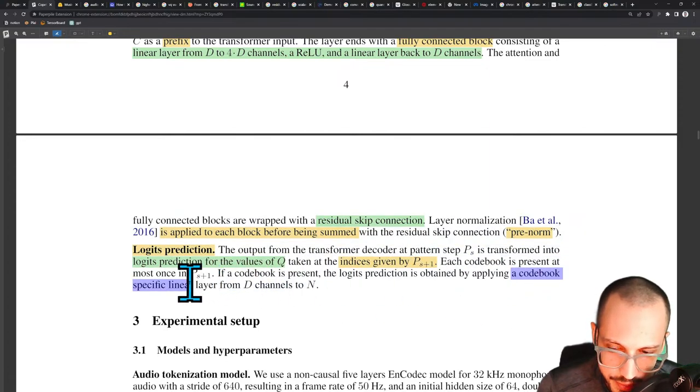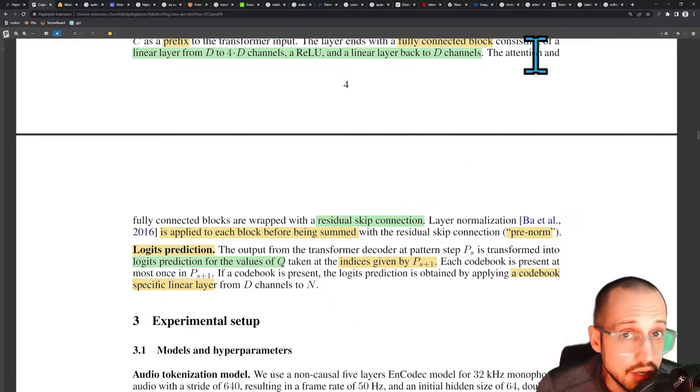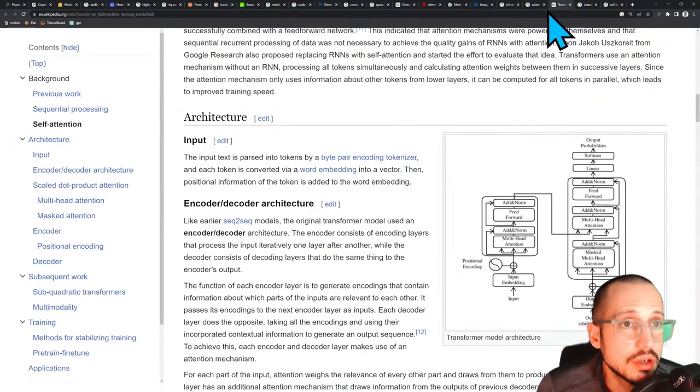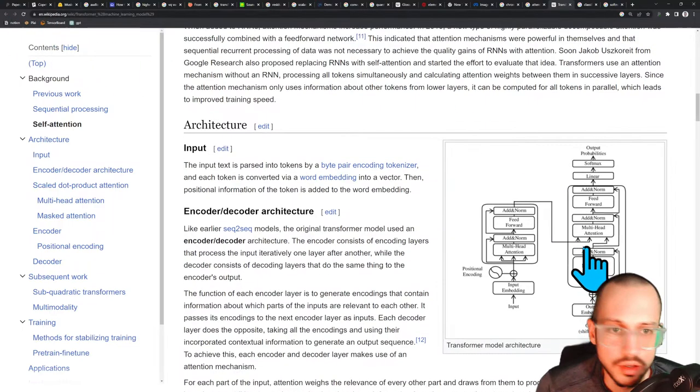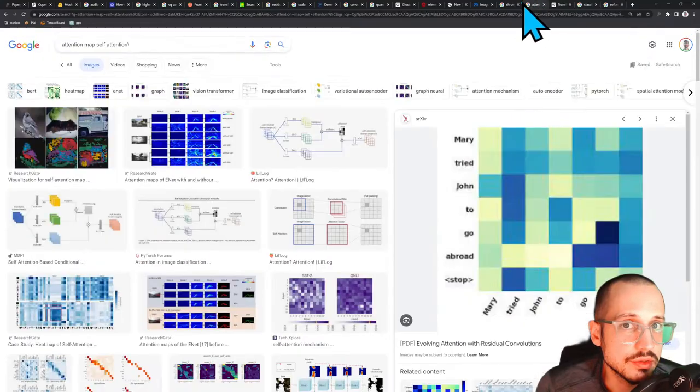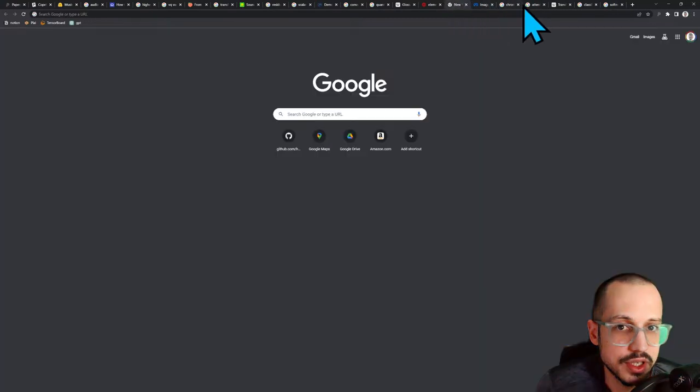Ooh, there's a specific codebook layer. Okay, so let's go back to the transformer. Why don't I have a picture of the transformer? I should always have a picture of the transformer pulled up.